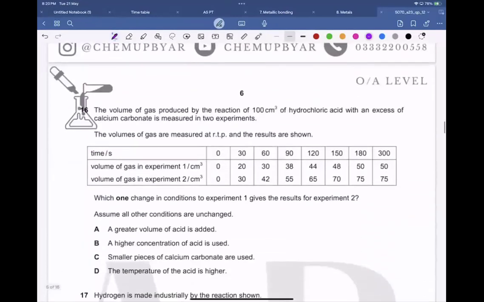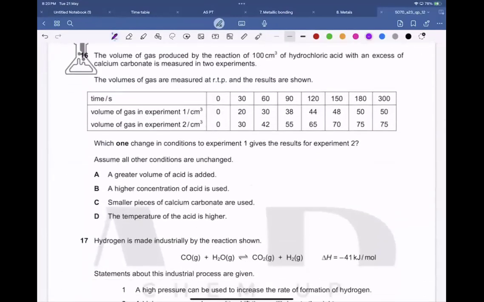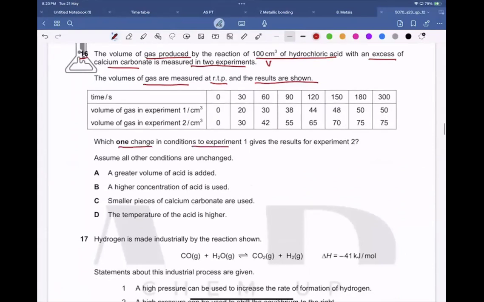Good. Now, question number 16. The volume of gas produced by the reaction of 100 centimeter cube of hydrochloric acid with an excess of calcium carbonate is measured in 2 experiments. The volume of the gas is measured at RTP and the results are shown. If you see in the second experiment, we are getting more volume of gas. Which one change in the condition to experiment 1 gives the result for experiment 2? So see here, the rate of reaction is faster.